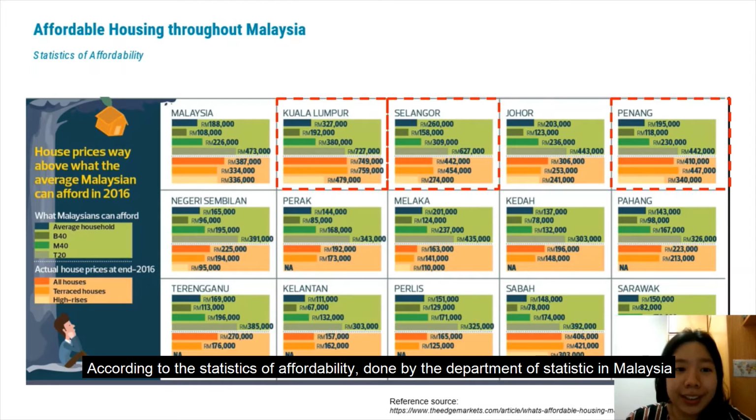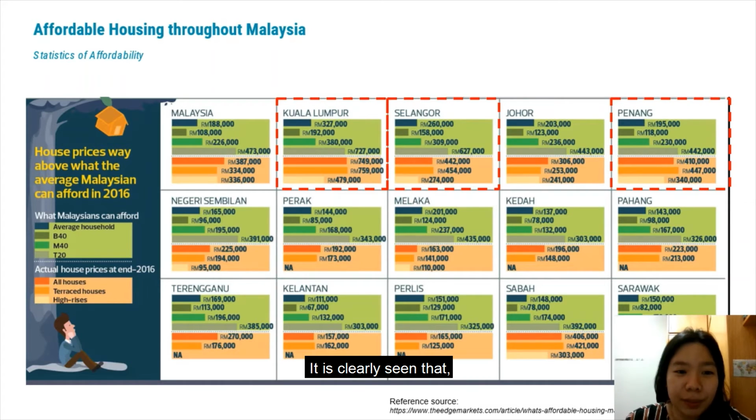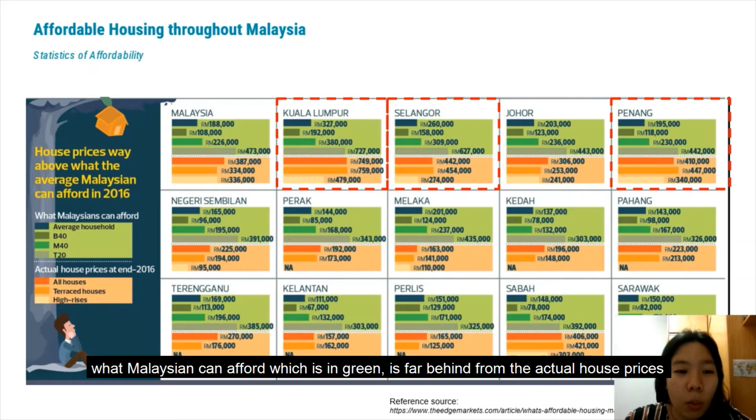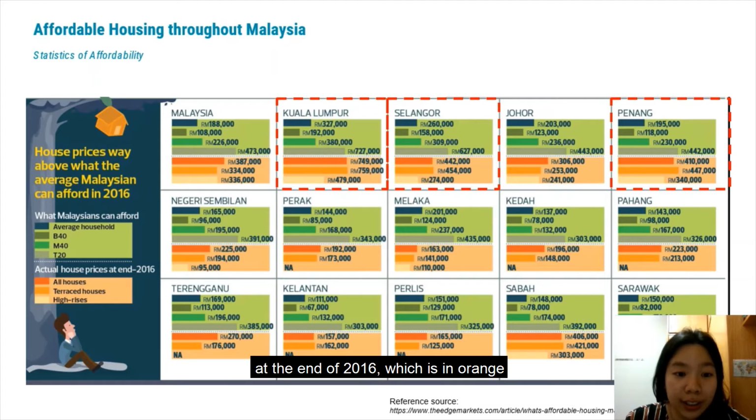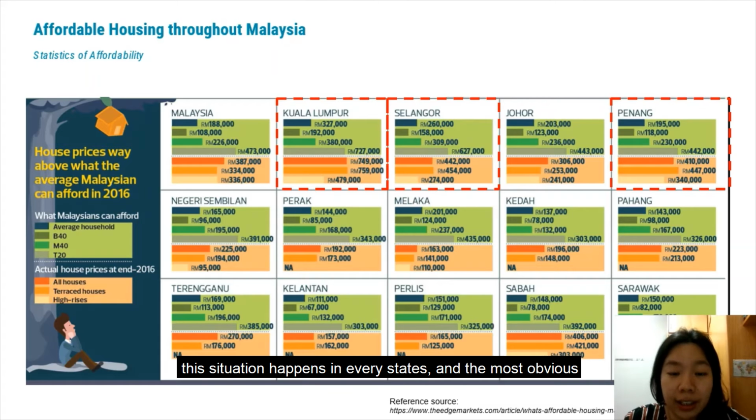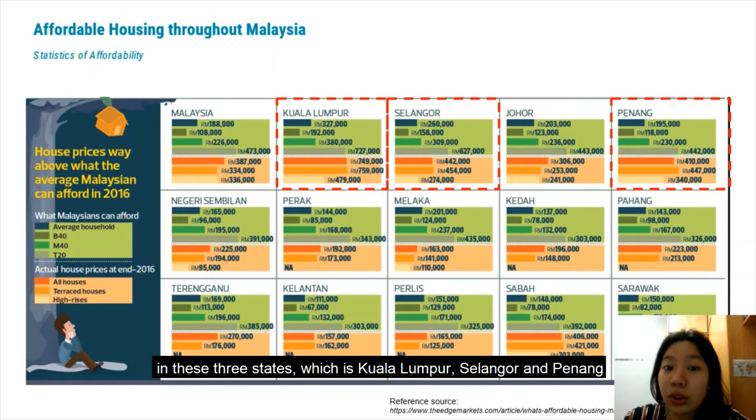According to the statistics of affordability done by the Department of Statistics in Malaysia, it is clearly seen that what Malaysians can afford, which is in green, is far behind the actual house prices at the end of 2016, which is in orange. This situation happens in every state and is most obvious in these three states: Kuala Lumpur, Selangor, and Penang.